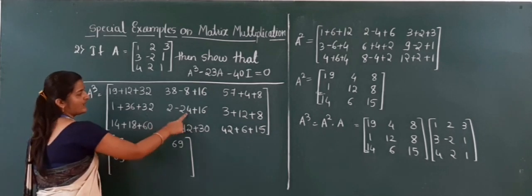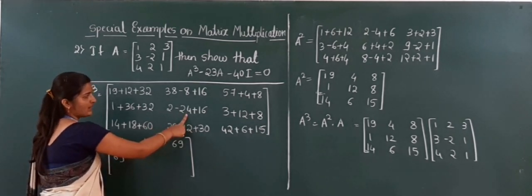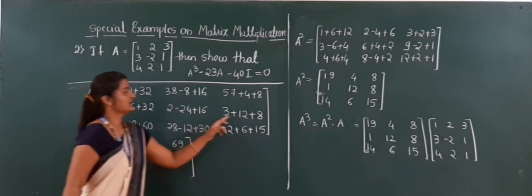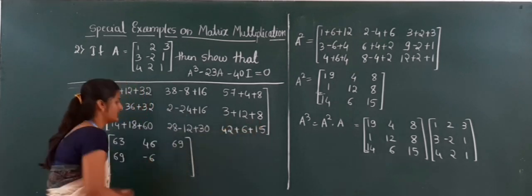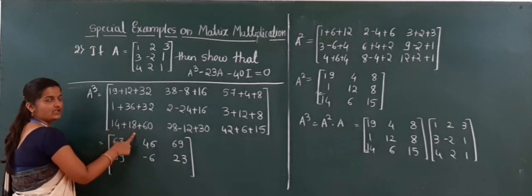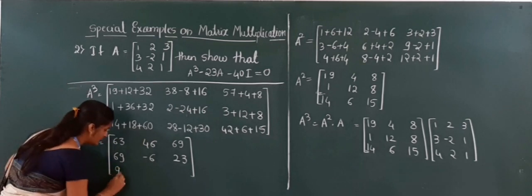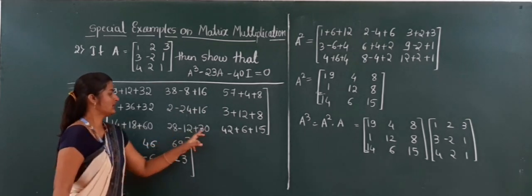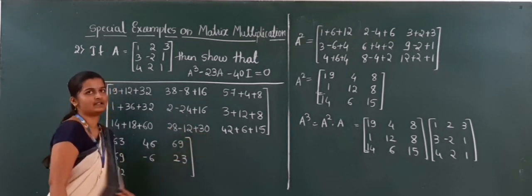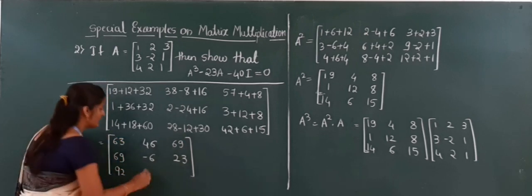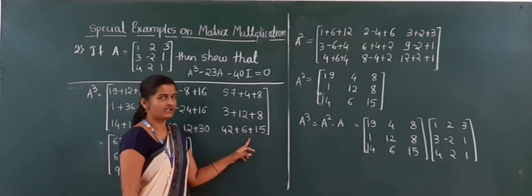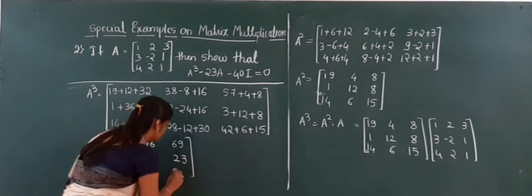2 minus 24, minus 22. Minus 22 plus 16, that is minus 6. 12 plus 8, 20. 20 plus 3, 23. Here, 14 plus 18, 32. 32 plus 60, 92. 28 plus 30, 58. 58 minus 12, 46. 42 plus 6, that is 48. 48 plus 15, that is 63.